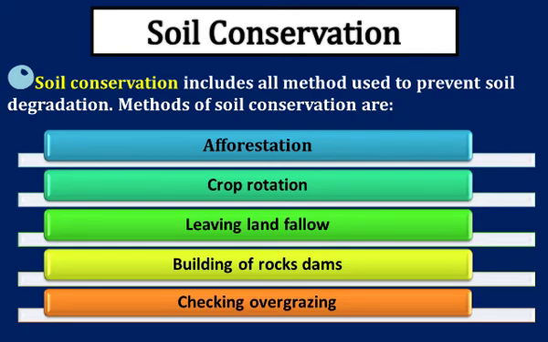Building of rock dams. Building rock dams by piling rocks to plug gullies also helps to prevent soil erosion. It also checks the speed of water and controls the flow of floods.